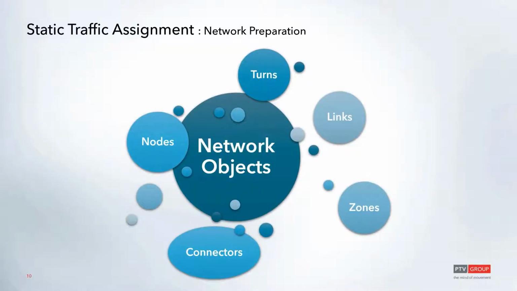All right, so now we have our vehicles set up and ready to go. The next part is going to be taking a look at all of the different network objects. In Visum, the first object is going to be nodes. You'll want to make sure that you have nodes added at all of the intersections and any location where vehicles need to make a decision.